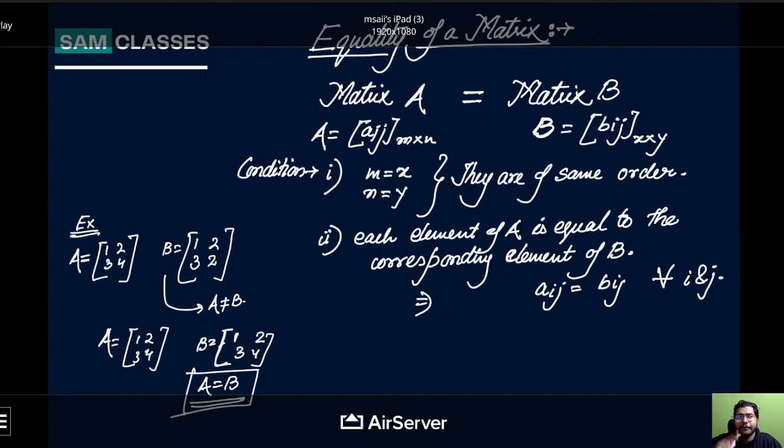Two matrices are said to be equal if they follow two conditions. What are the conditions? Number one, same order. Number two, each element of the first will be equal to the corresponding element of the second. The first element of the first will be equal to the first element of the second, the second element of the first will be equal to the second element of the second, like that.